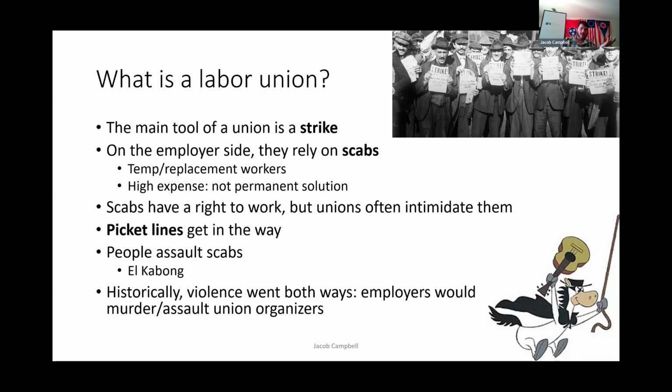Illegals also get used as scabs a lot, right? Immigrants who are willing to work for cheaper. And so what unions would tend to do with them is they would just straight up assault them. They'd beat them up.